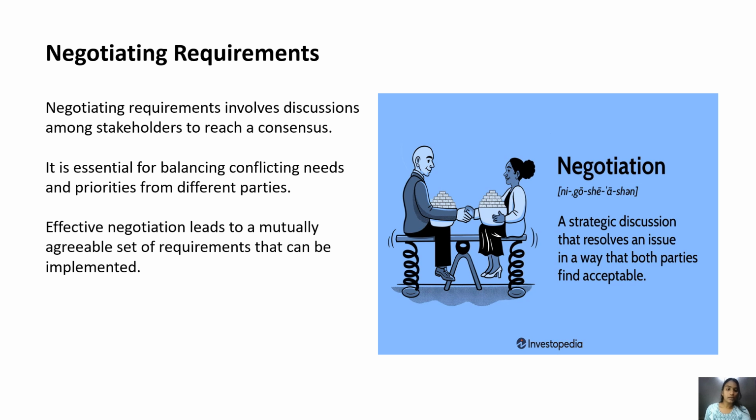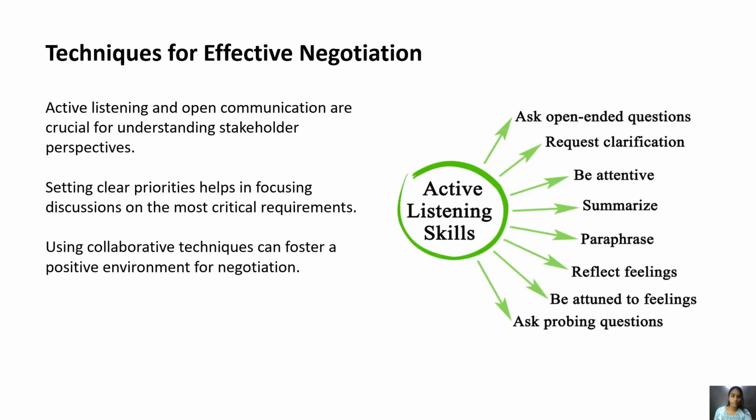Negotiating requirements. Negotiating requirements involves discussion among stakeholders to reach a consensus. It is essential for balancing conflicting needs and priorities from different parties. Effective negotiation leads to a mutually agreeable set of requirements that can be implemented.